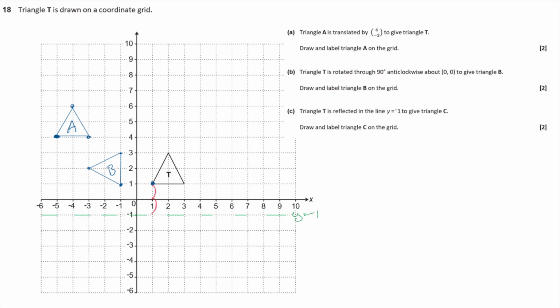That's 1, 2, and then I'm going to draw my point 1, 2 points further along on the opposite side. Okay, so if I do that to each of the corners, I'm going to get a triangle that looks like that. Okay, joining those up, I'm going to get my last triangle, which is triangle C then, isn't it?